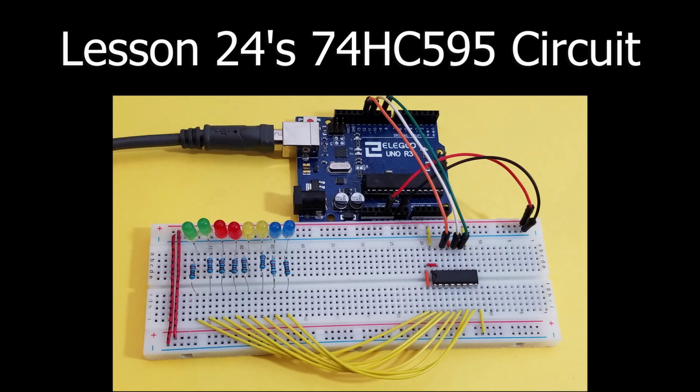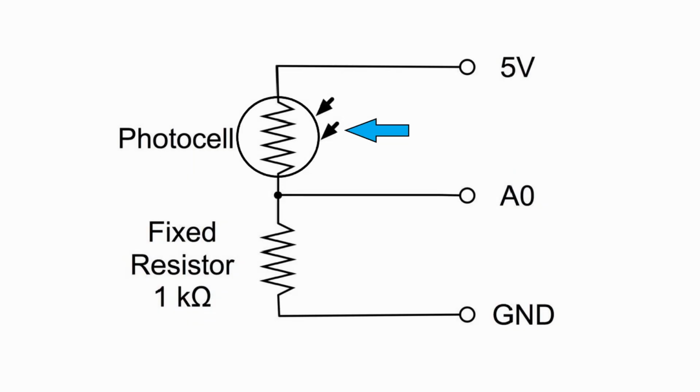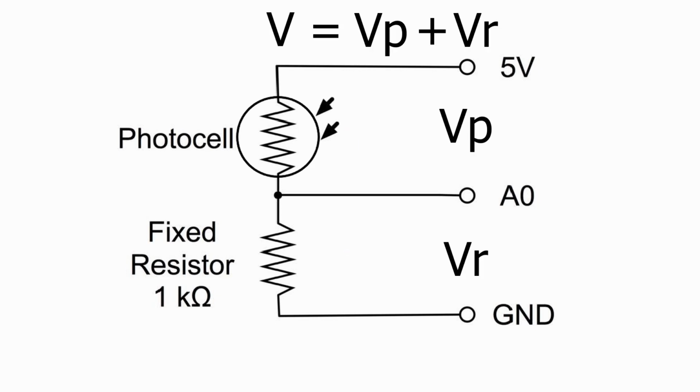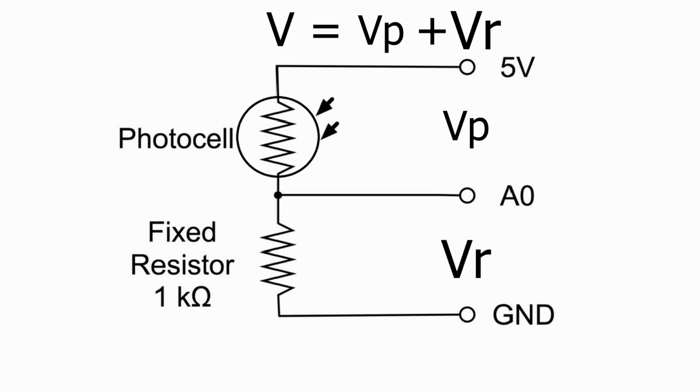In this lesson, we'll add to the circuit from lesson 24. A link to lesson 24 will be in the show notes below. A photocell will be connected in series with a fixed value resistor. The total voltage will be divided across each device. So as the photocell resistance increases, the voltage measured across the 1K resistor will be reduced. And under bright light conditions, the photocell resistance decreases and the voltage measured across the resistor increases.